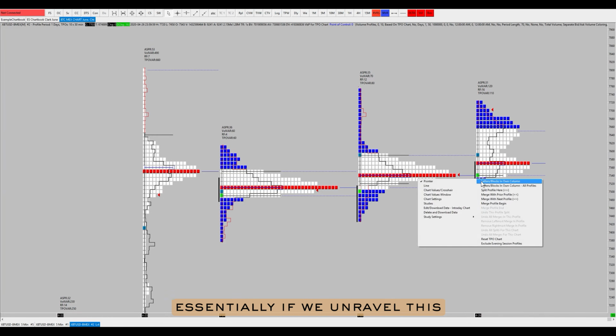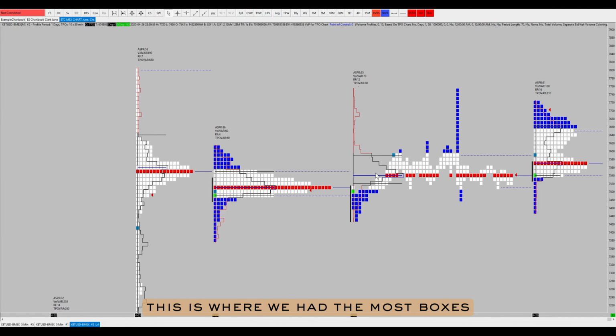What we're looking at is essentially, if we unraveled this, this is where we had the most boxes line up throughout the course of this distribution. So again, remember, this is time. Okay, so 70% of the time is within this value area, and the most amount of time over the course of that range was spent right here at this specific price.